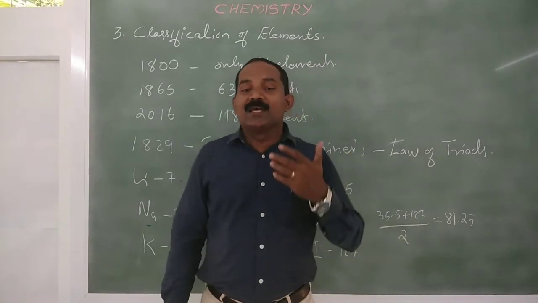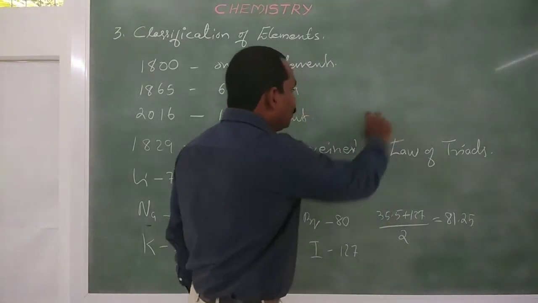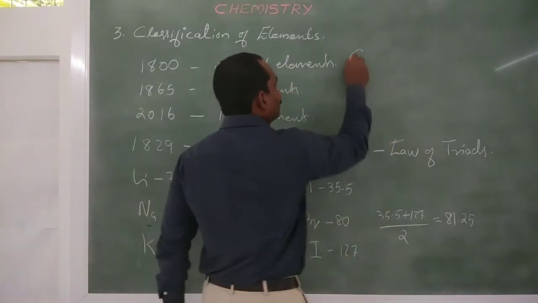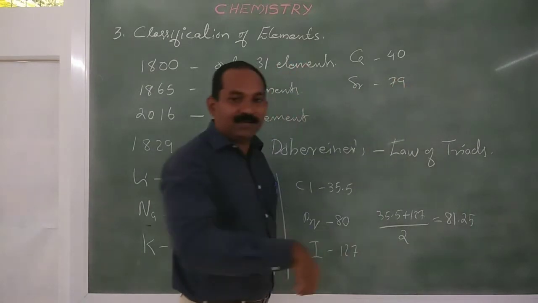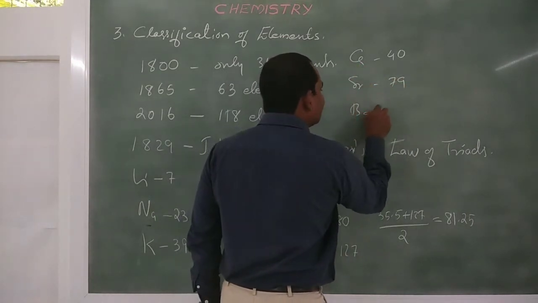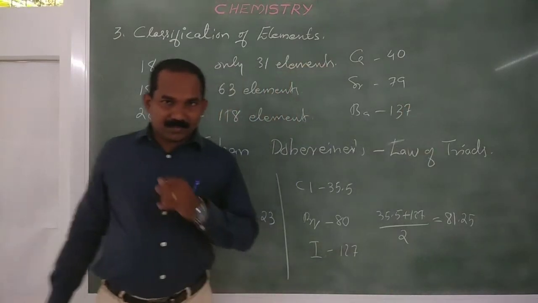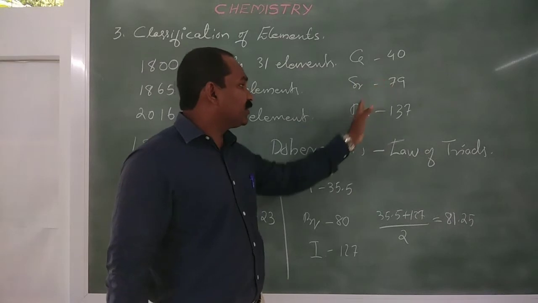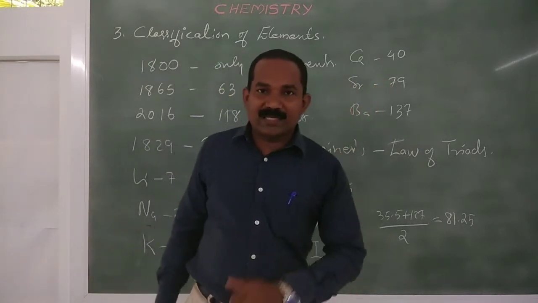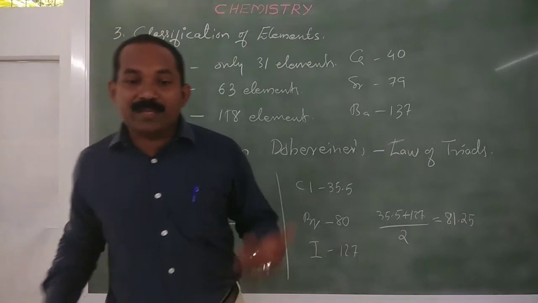Another triad is calcium, strontium, barium. You practice the triad. Calcium is 40, strontium is 79 and barium is 137. You practice it. Then we move to another one.